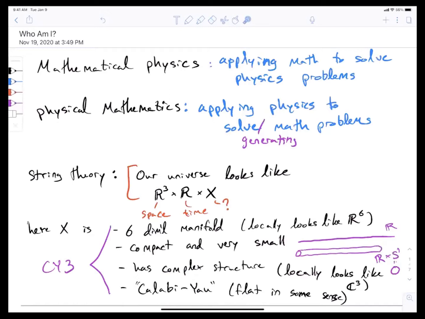Okay, and so I'm looking for some manifold X, and a manifold that satisfies all these properties, I'm just going to denote, as shorthand, as a CY3, which stands for Calabi-Yau 3-dimensional complex space. Okay.